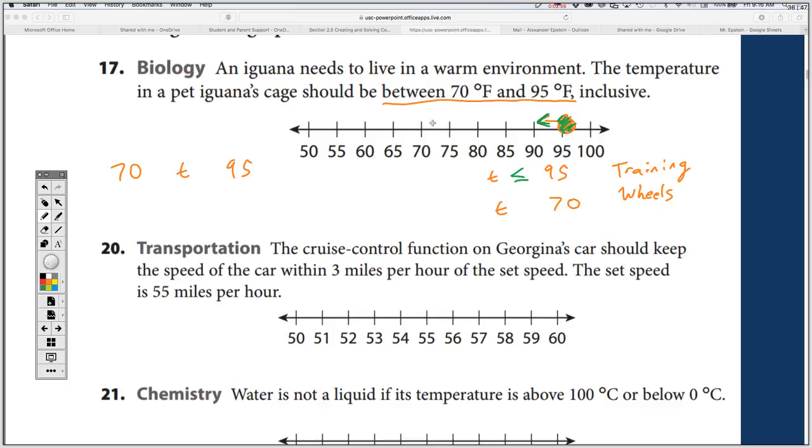Now 70. Go to 70. Circle it. Can it be equal to 70? Shade it in. Okay. 75 or 65. Which one would be good for the animal? 75. So make an arrow here.